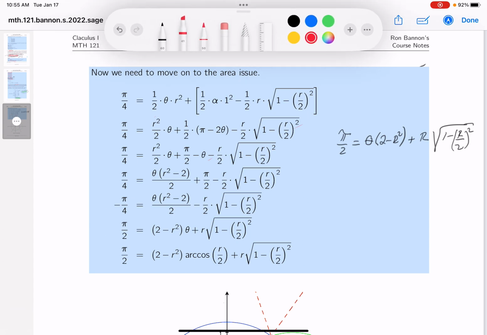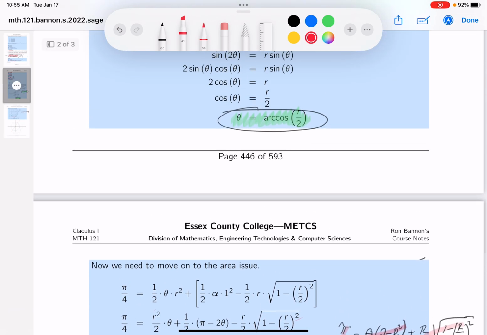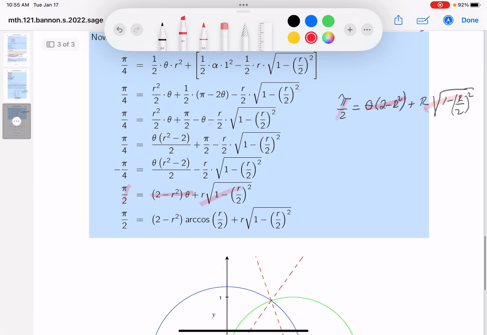Did I get pi over 2? Yes. Did I get this? Yep. Different order, by the way, but multiplication is commutative, and I got this over here. Then what did I do? Well, for the last thing, I had to remember what theta was. So I go back to that, and I know what theta is. It's this thing over here, the arc cosine of r over 2. So the only thing I did was take that theta and put in the arc cosine of r over 2.